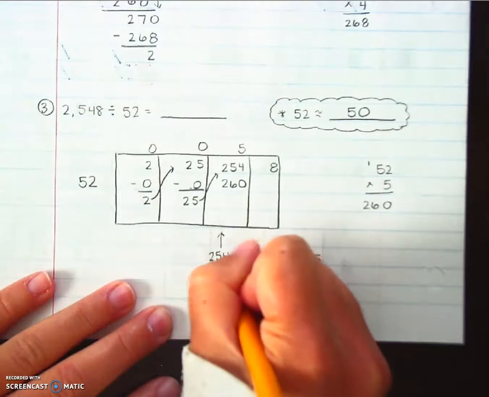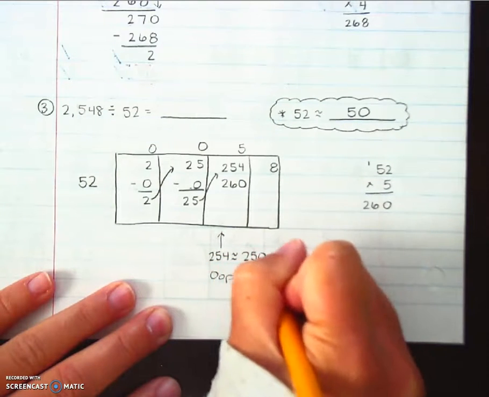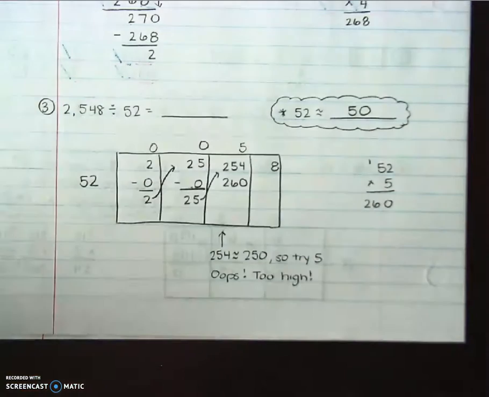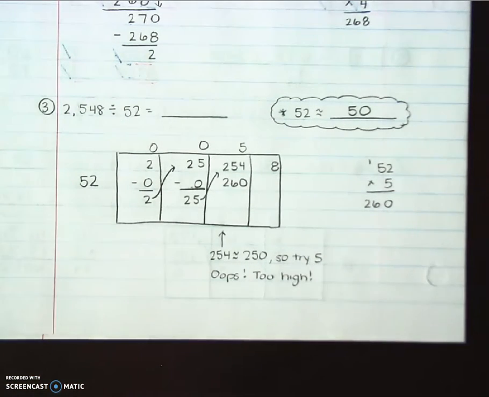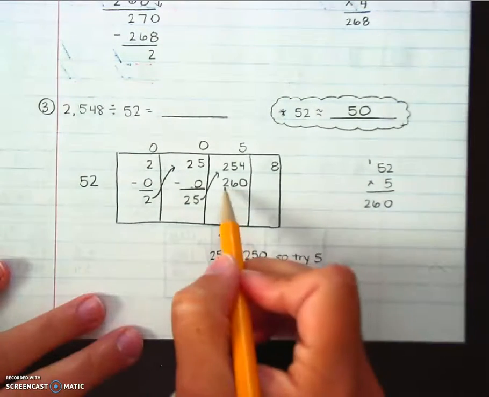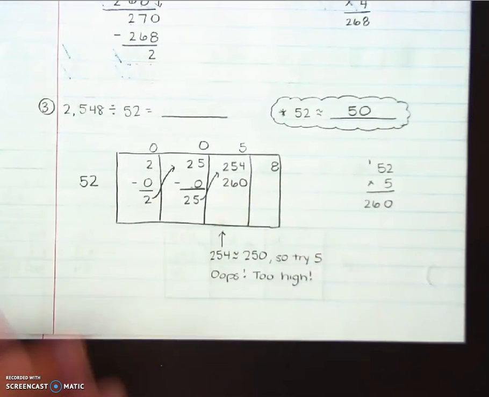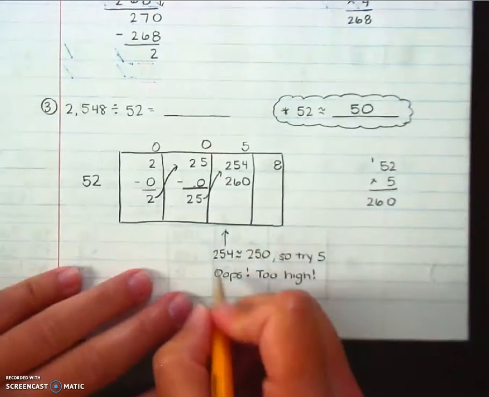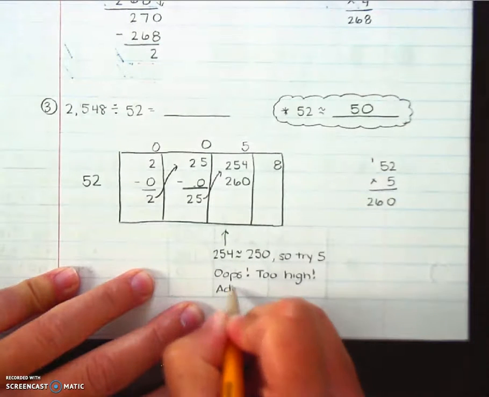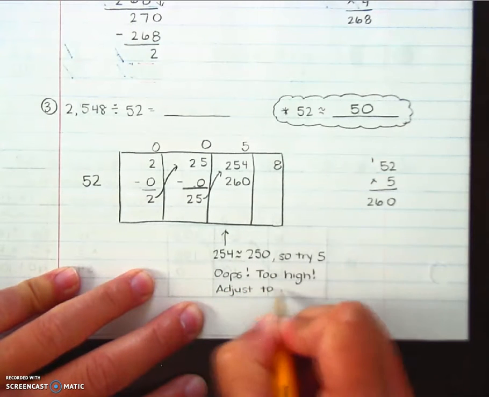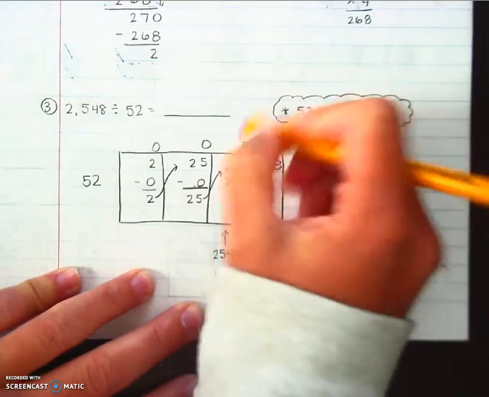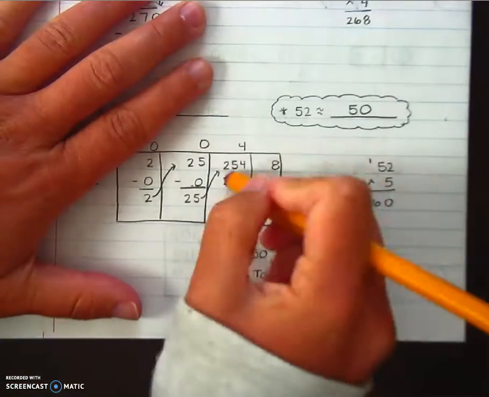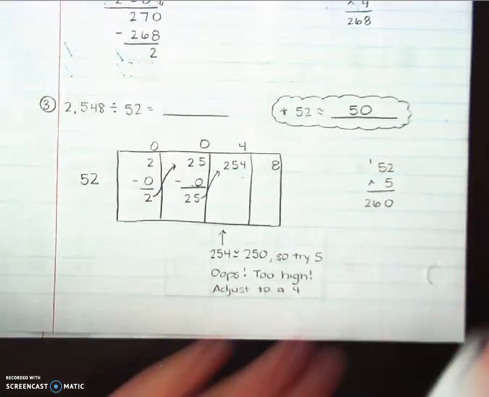Oops. Sometimes that happens. Sometimes you might be too high, sometimes it might be too low. We just need to adjust when we find that. Remember, estimating is trying to get us close. That's exactly what it did. 260 is really close to 254, but in this case, it's too many groups. So I'm going to adjust this to a smaller number of groups, which is going to be a 4. Another reason why we do math in pencil, so that we can fix whatever mistakes we made.